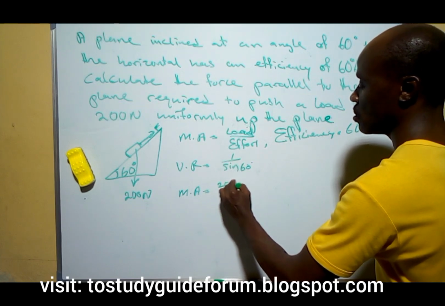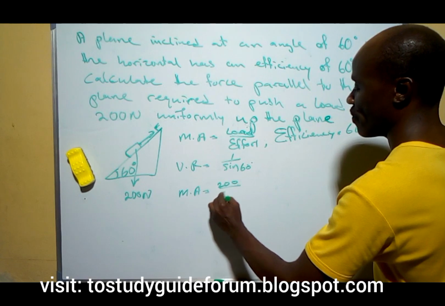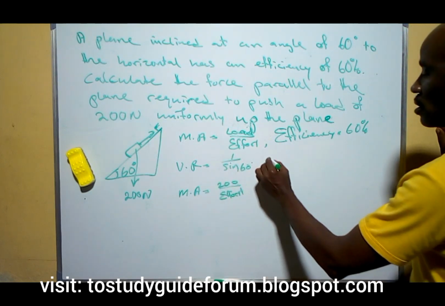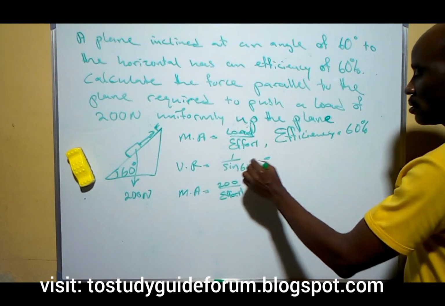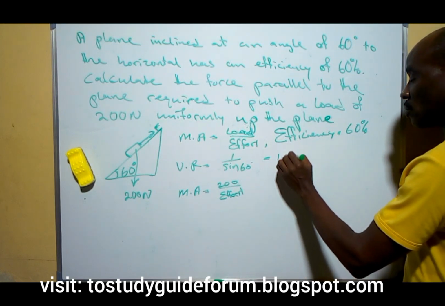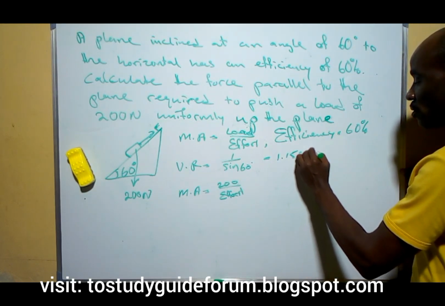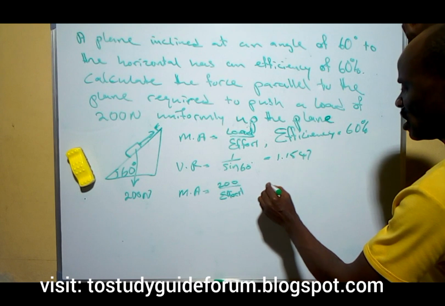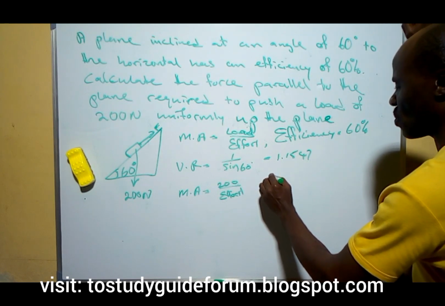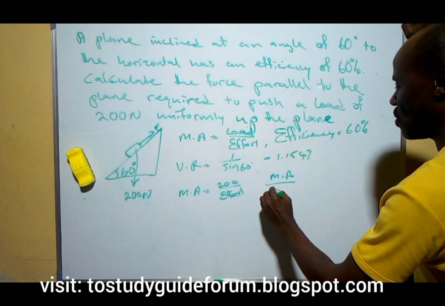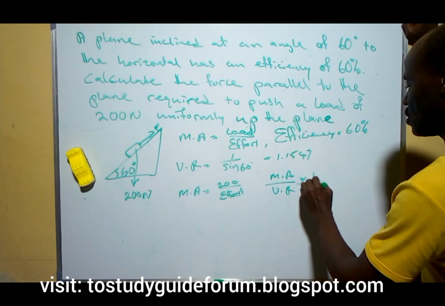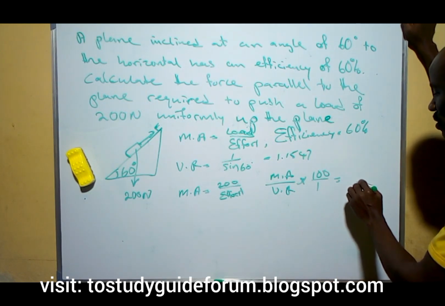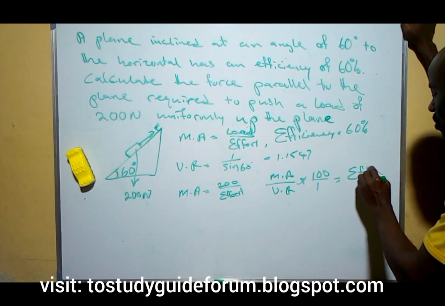Now our MA is equal to load over what? Our effort. Then the velocity ratio, the inverse of that, will give us 1.1547. That is what we have there. And we know that efficiency is always equal to MA over VR times 100 over 1. Then we'll get our efficiency. That's our efficiency now.